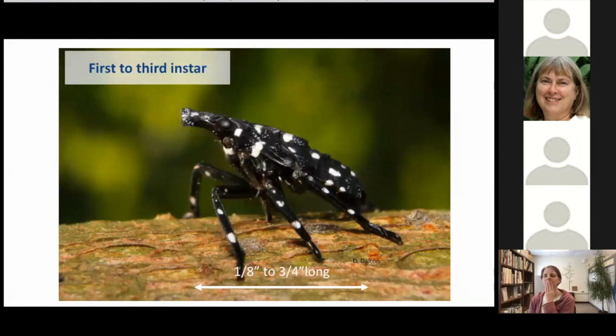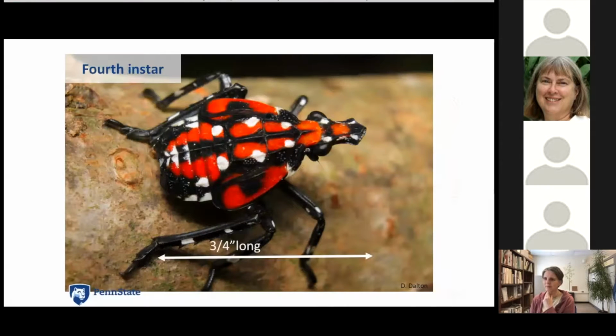So the first to third instars look much the same. They're about 1/8 of an inch when they first hatch, and they get up to 3/4 of an inch long by the time they've gotten to the third instar. Both of the larval stages are also good jumpers, so if you see one and you're trying to look at it closely, it may jump.